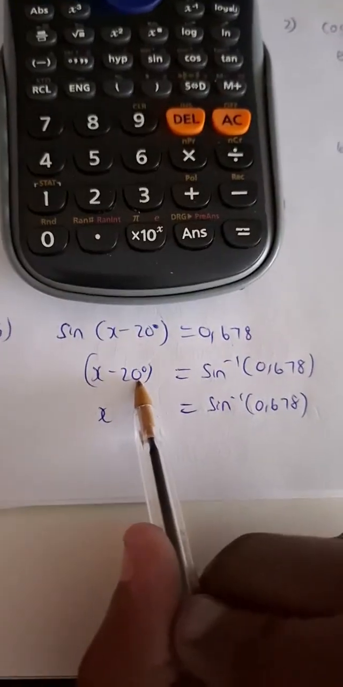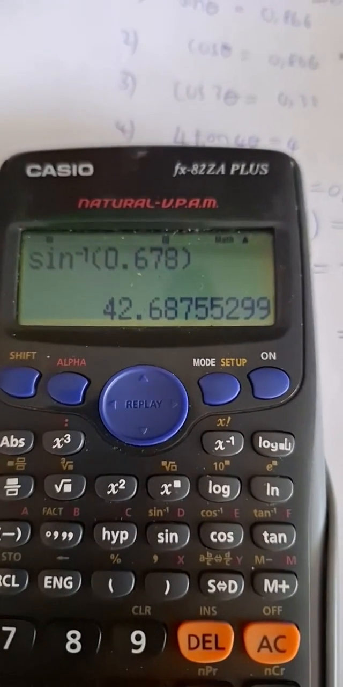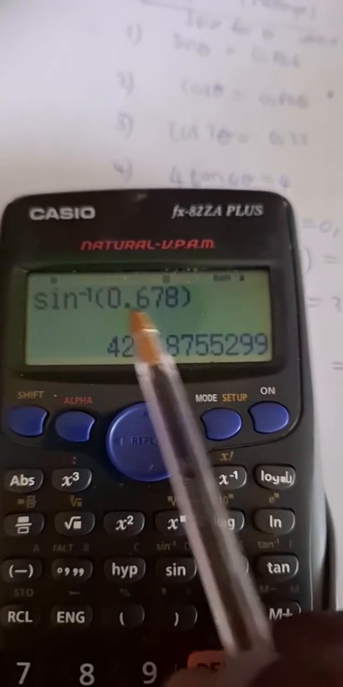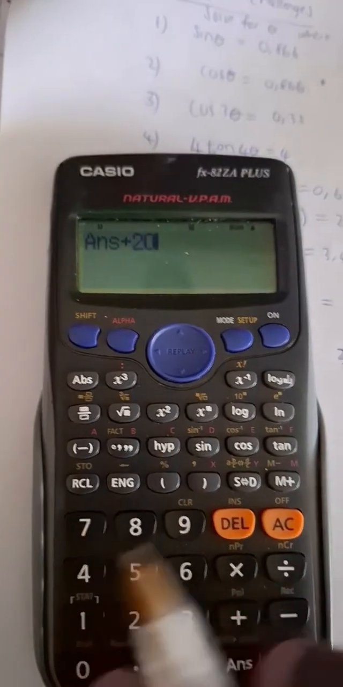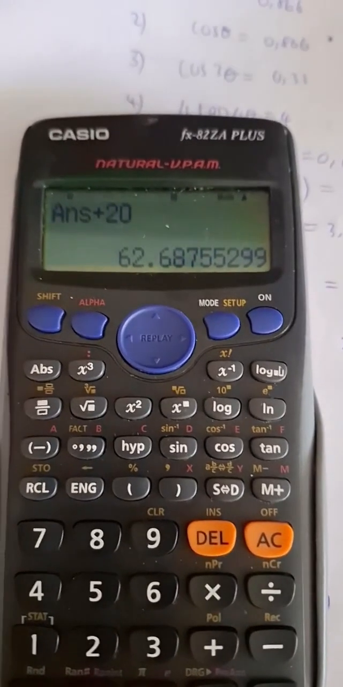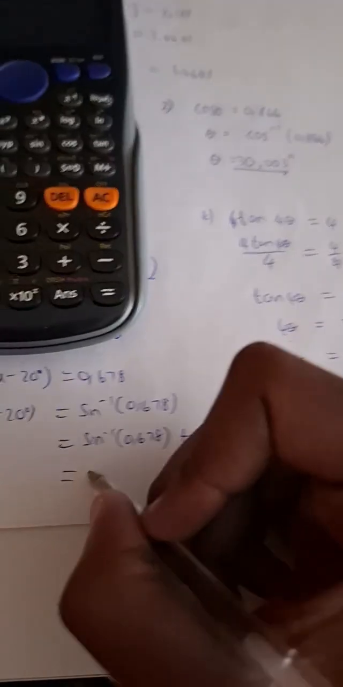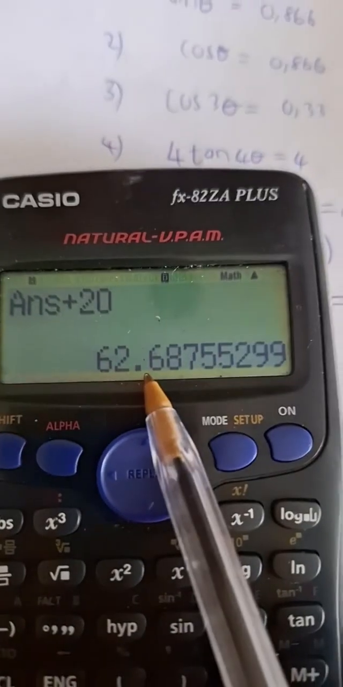Now that minus 20, we can transpose it. It's plus 20 there. So when we take the arc sine of 0.678, we transpose the negative 20. That becomes plus. So we just add 20 degrees to the arc sine of 0.678. And then that gives us an answer of 62, now look at the third decimal place.